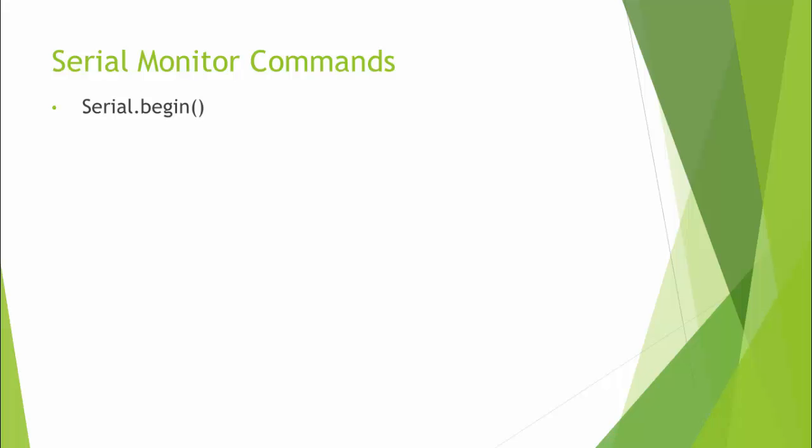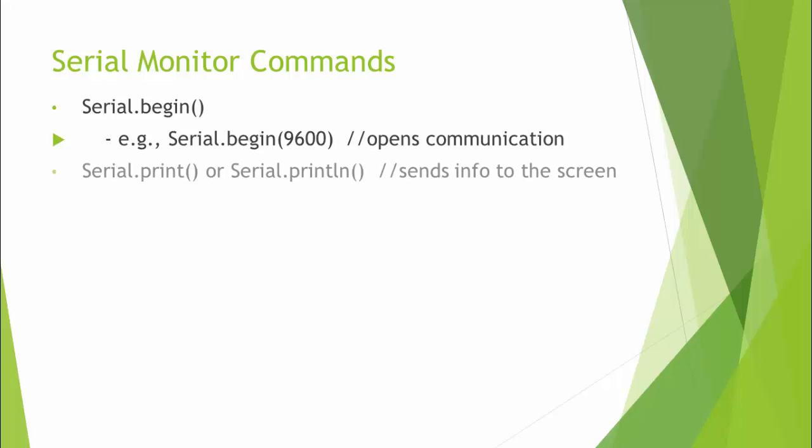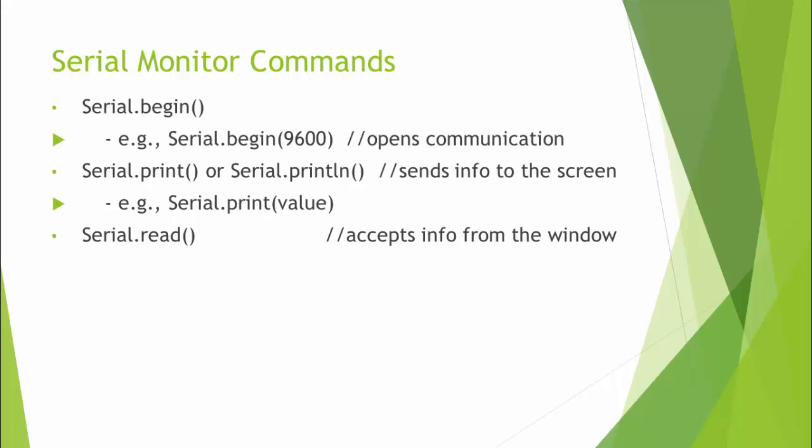You need the Serial.begin in your setup. This is one of the commands that only happens once. And typically we'll just put in 9600 baud communication. That's sufficient for most purposes. After that, you can communicate to the screen through various commands. But you can also read values from the screen, so the user can type in values that you can then use in some logic as you're working.